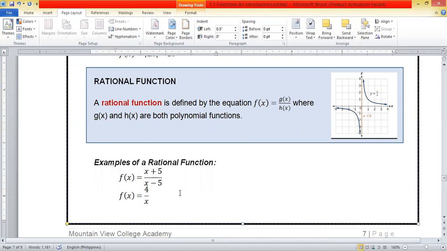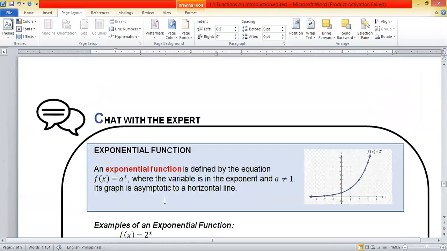Now, when can a function be not polynomial? It happens when, first, the exponent is a negative integer. Second, the exponent of x is a fraction. Or the third one, if x is found inside a radical sign, like a square root of x.